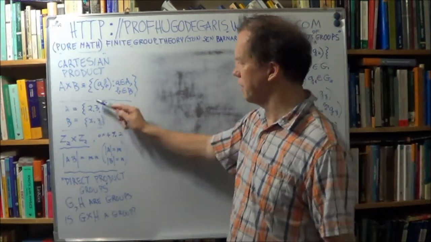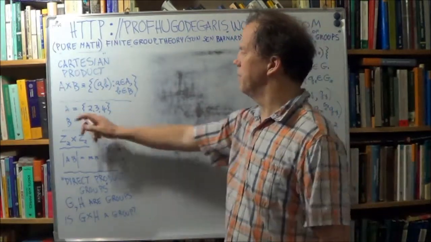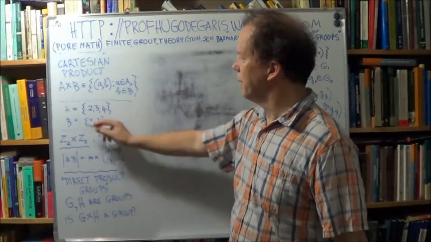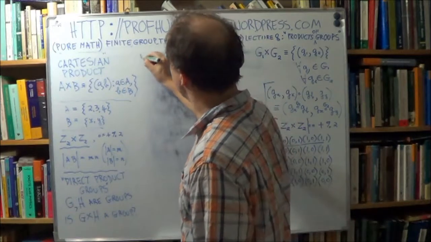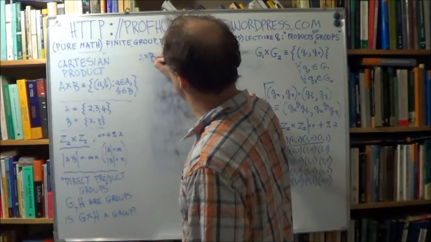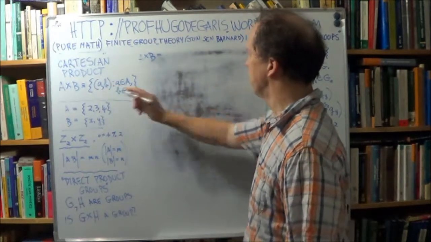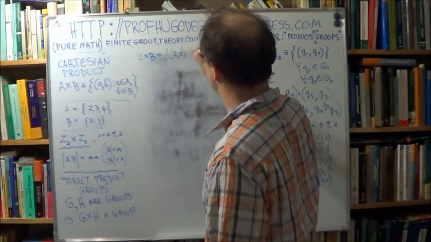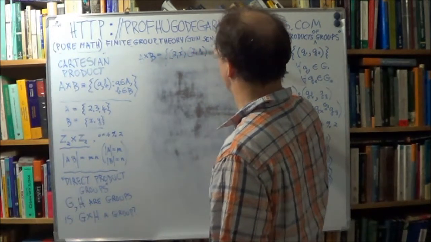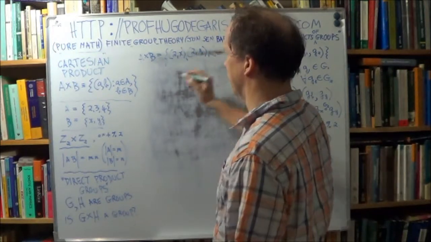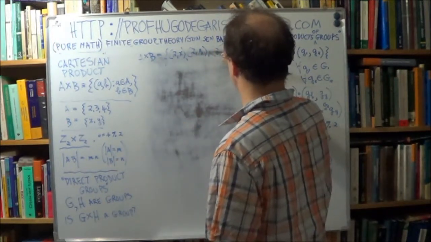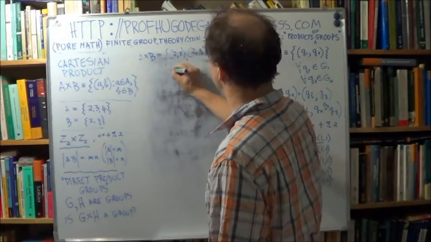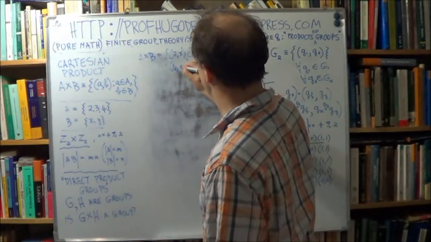Okay, so let's actually do one. Let's say big A is this set of 3 integers 2, 3, 4, and B is the set of just 2 letters x and y. So what would A × B be? Well, A × B would be all possible pairs. So we could have (2, x) and (2, y), and then we could have (3, x) and (3, y), and (4, x) and (4, y).